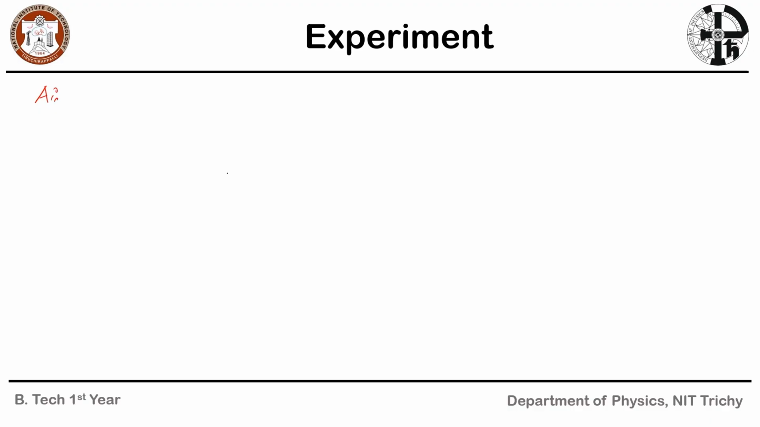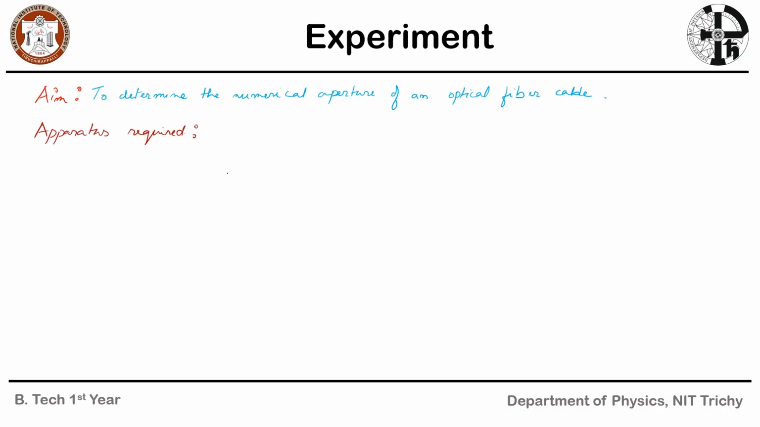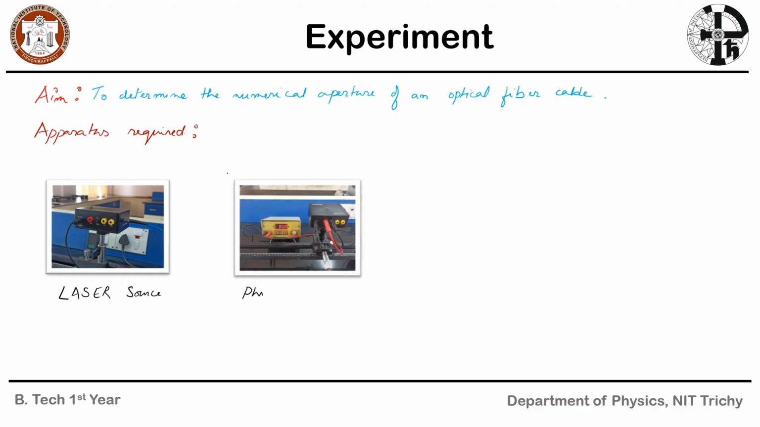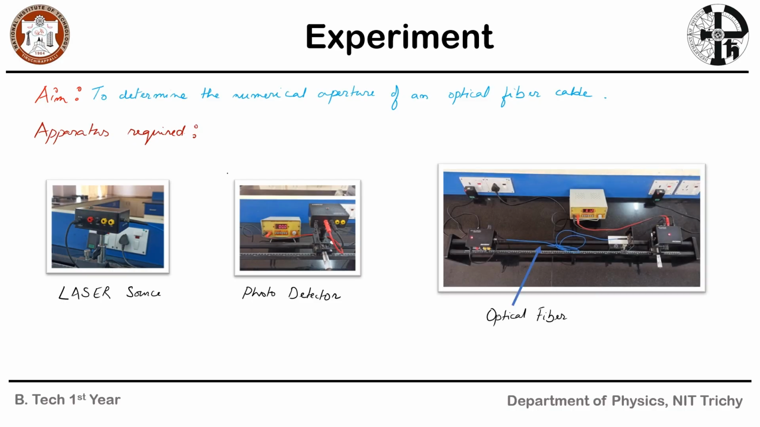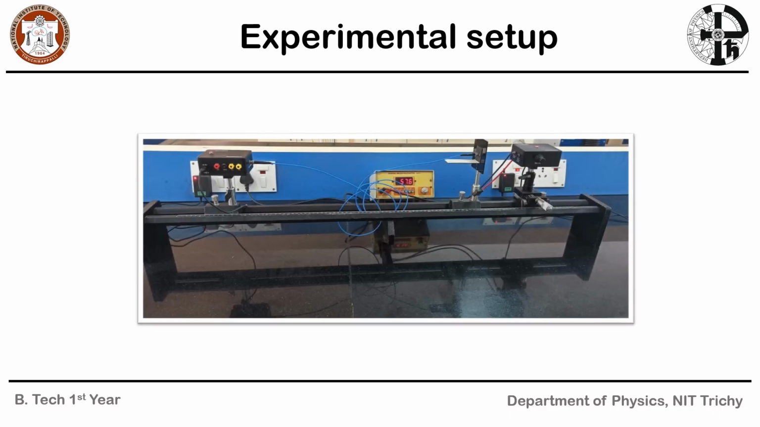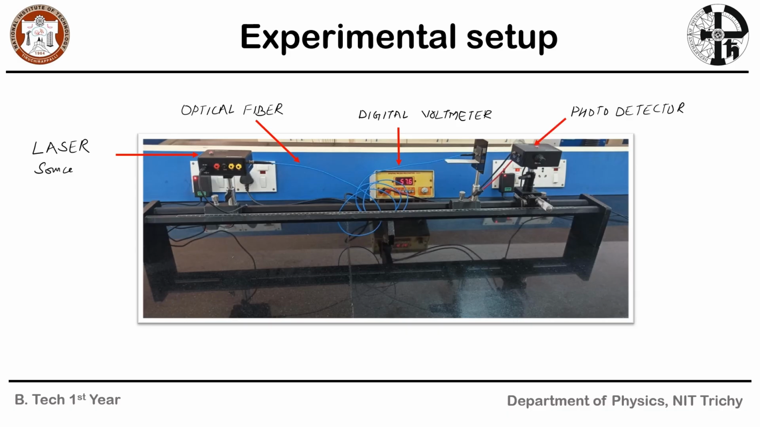The aim of this experiment is to determine the numerical aperture of an optical fiber. The apparatus required are a laser source, photodetector, and optical fiber. This is the picture of our experimental setup. We have a laser source, optical fiber, digital voltmeter, and a photodetector.